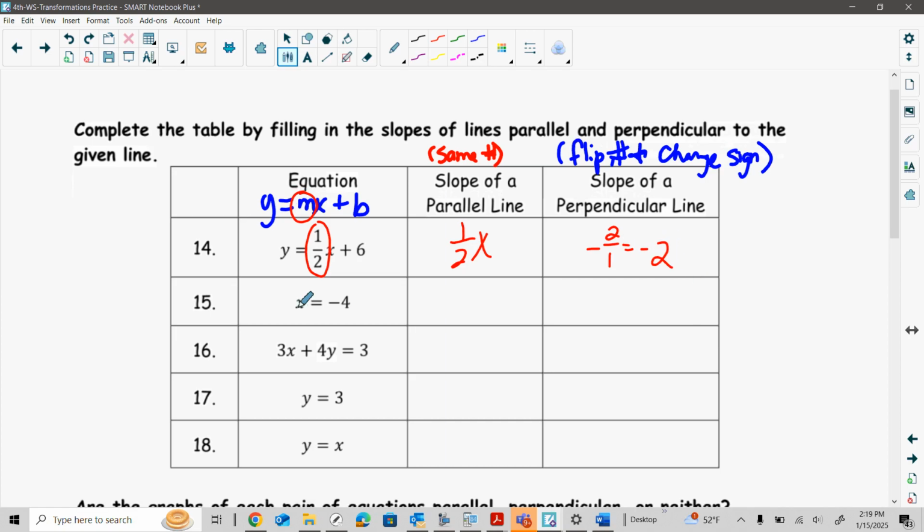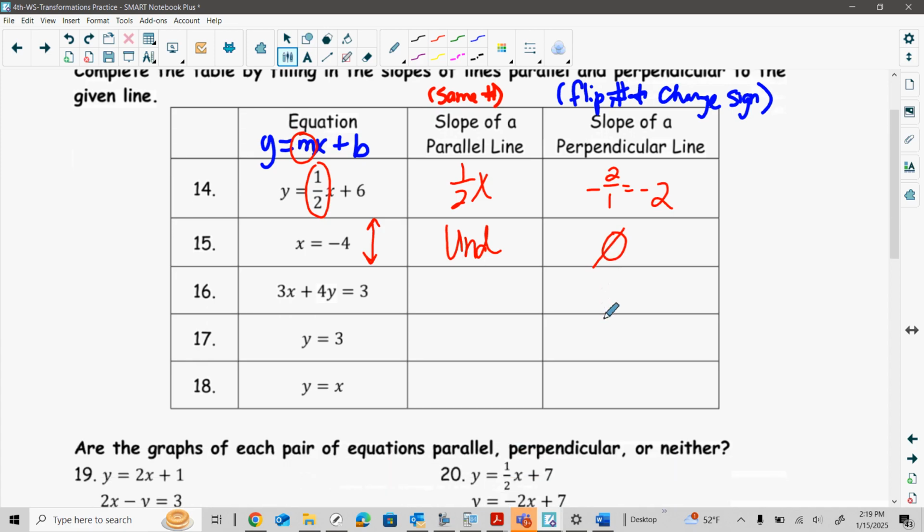Now here, there's not a y equals, it's x equals. You have to remember what type of line this is. It would end up being a vertical line. So this slope is undefined. The perpendicular to vertical is horizontal, which would be 0.